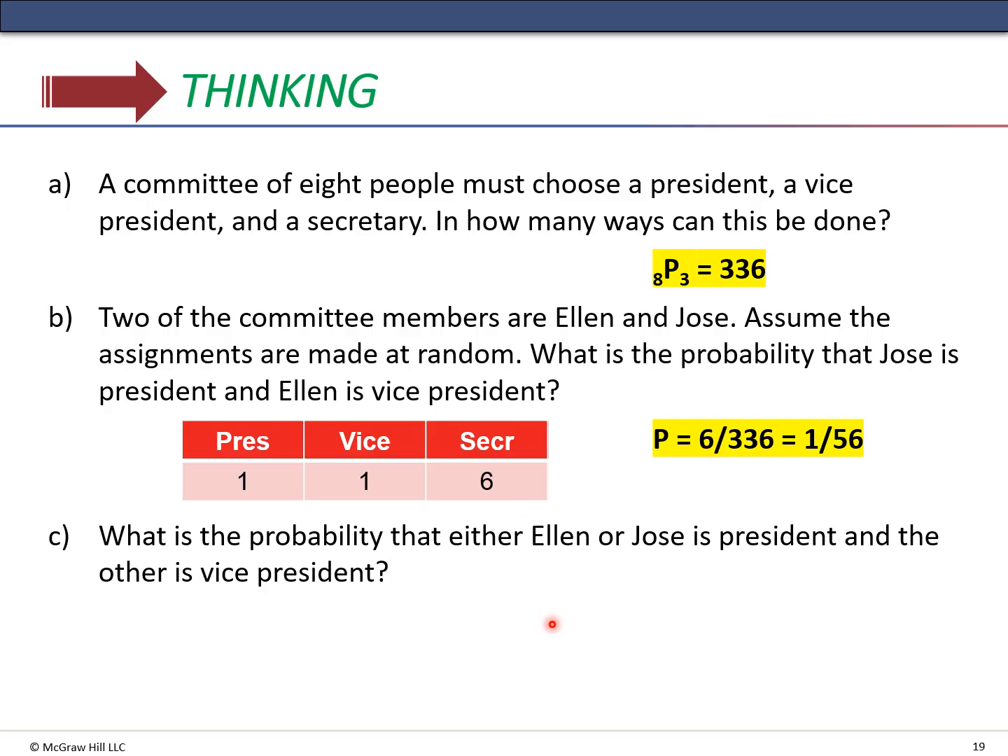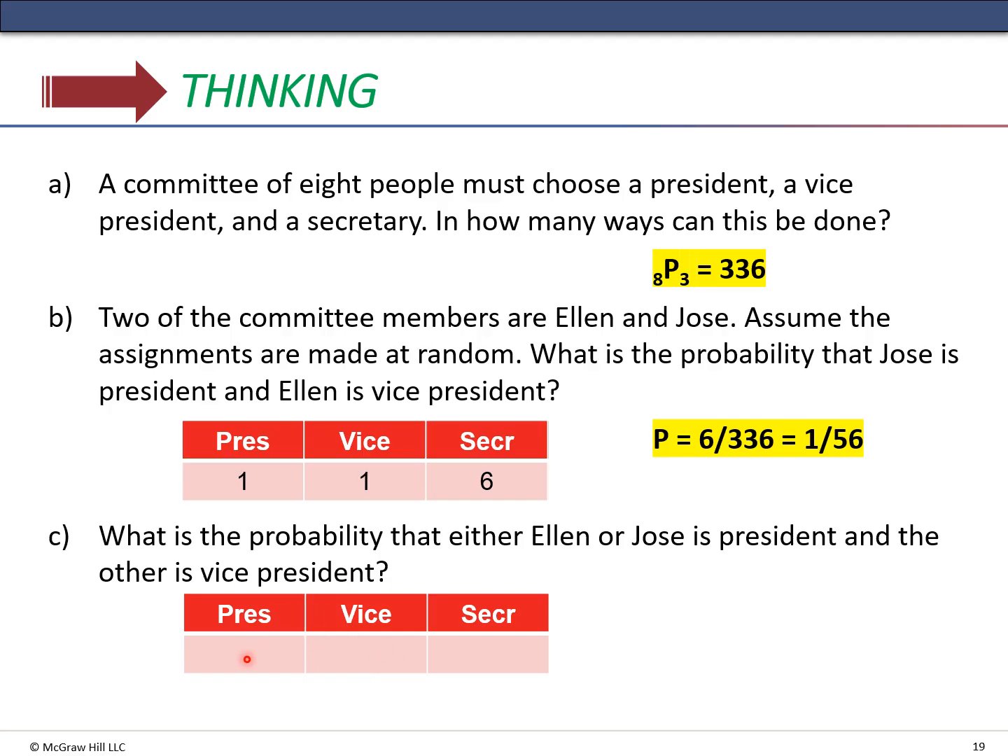Now let's look at this and change it up a little bit. What is the probability that either Ellen or Jose is president and the other is vice president? Well, again, we can use this. So how many choices do we have for president? Well, if it can be either Ellen or Jose, then we have 2 choices for president. How many choices do we have for vice president? Well, this is in an ordered fashion, right? So once we've picked the president, there's only one possibility for the vice president.